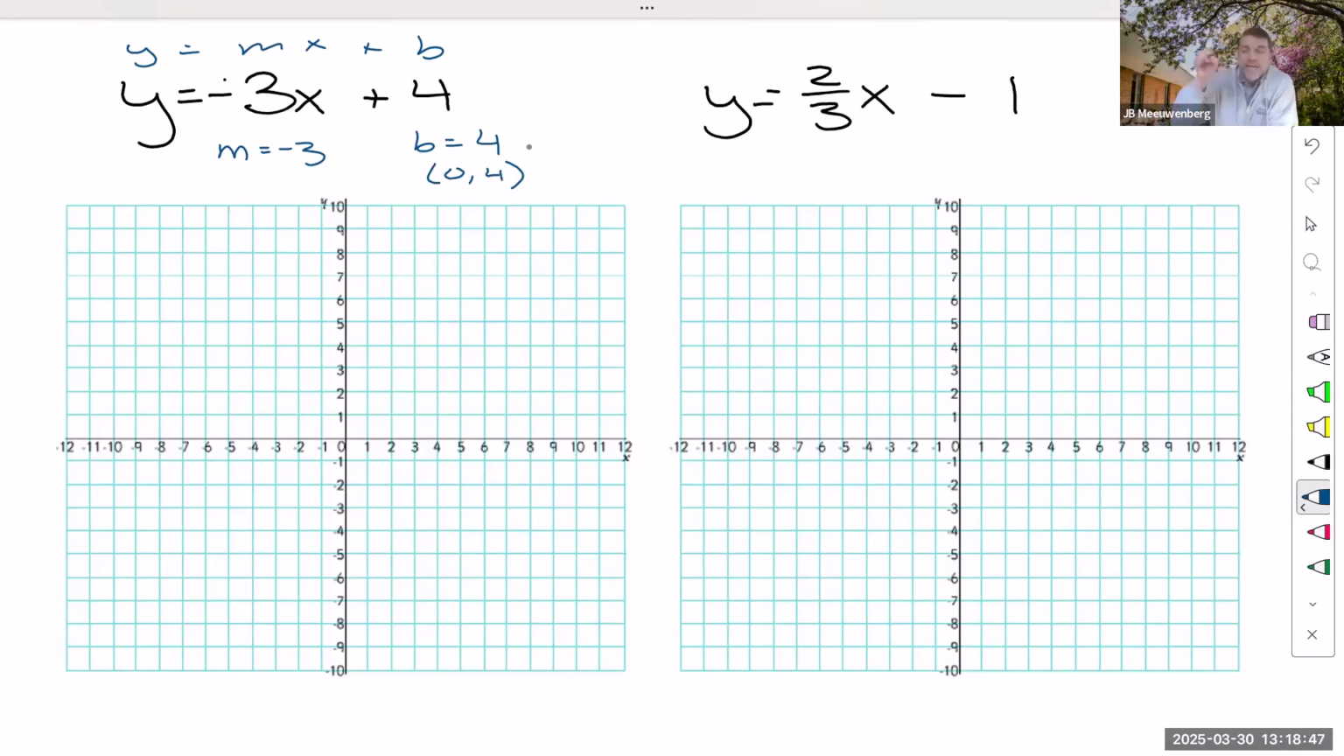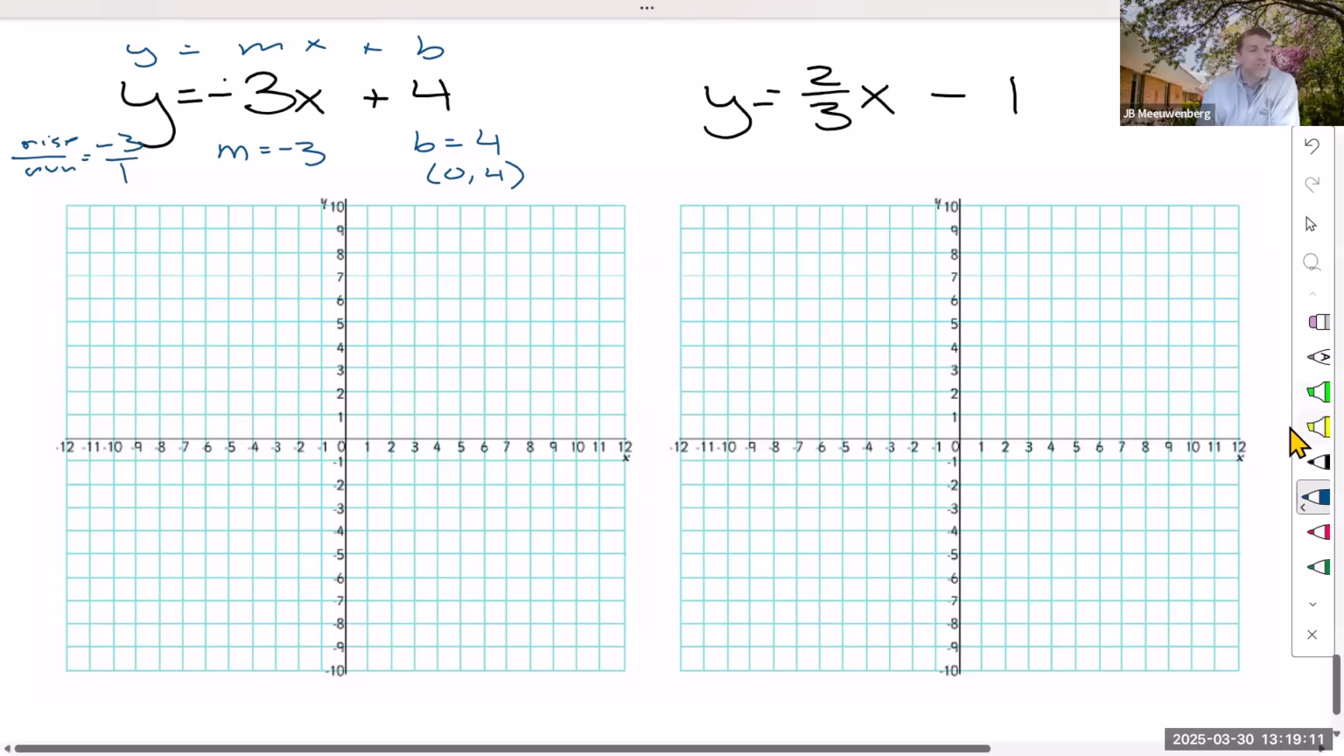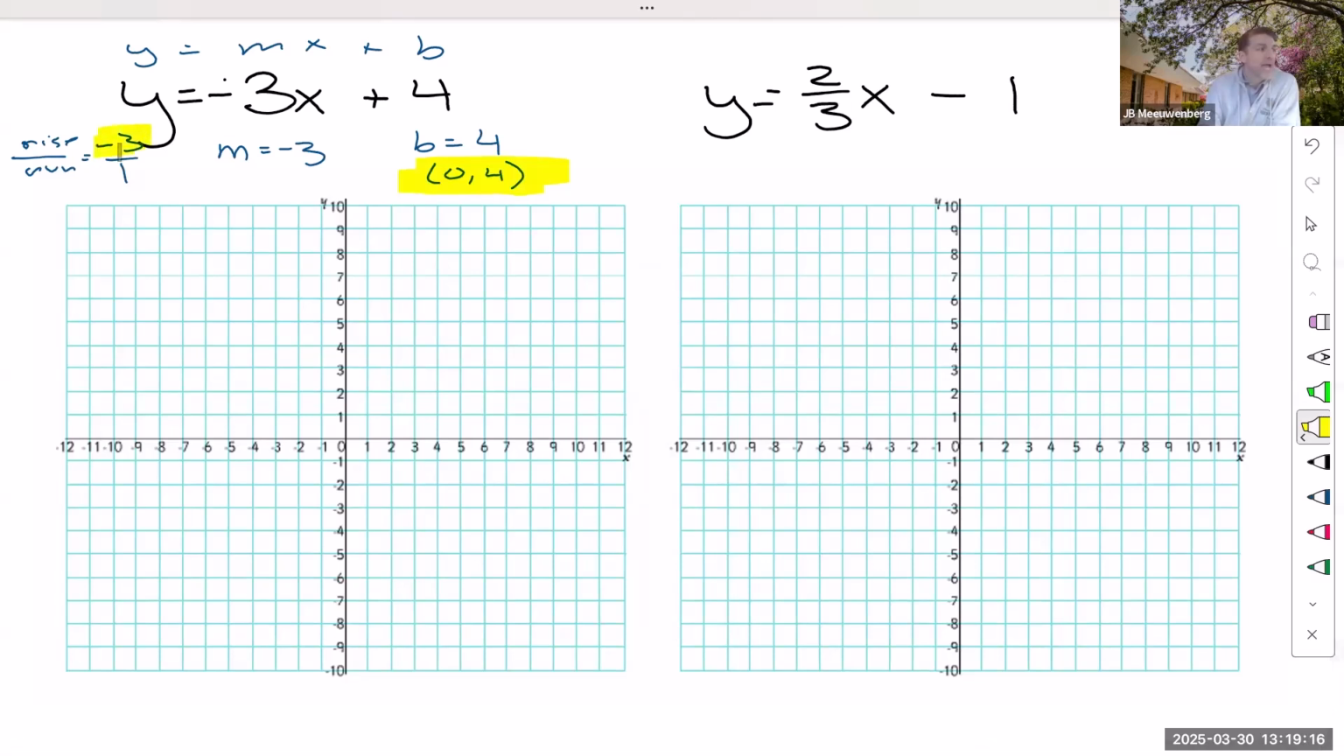That's that y-intercept. The other thing we know is that if a slope is -3, that means that the rise over run is equal to -3 over 1. Remember, a slope of -3 can be stated as -3 over 1 when we put it as a fraction. So these are the two really important pieces of information: the y-intercept and what our slope looks like as a fraction.